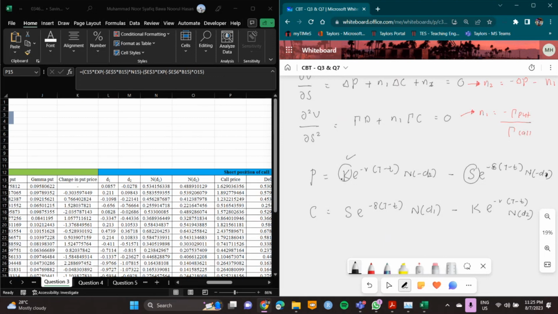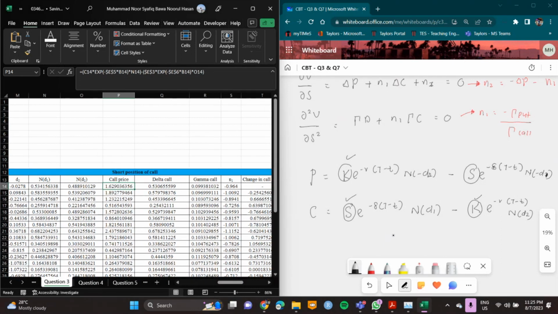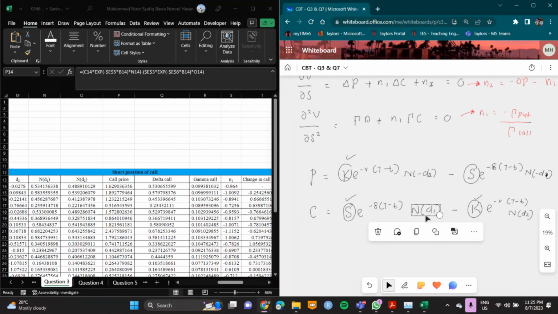So for put, this is the formula. The K remains the same. S will change every day. For call also, S will change every day, but the K remains the same, which is at the money, which is the 35. So we can get the call price. Of course, we can use the formula again to find the delta call and also the gamma call.